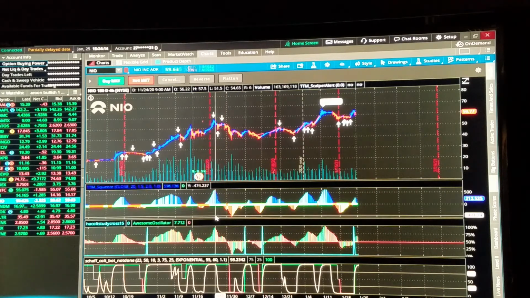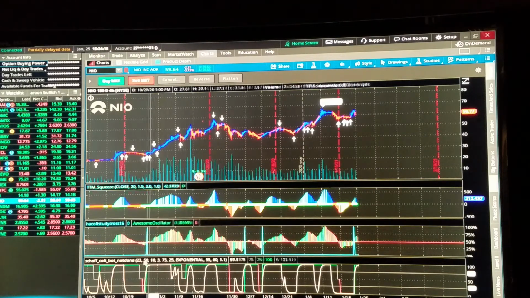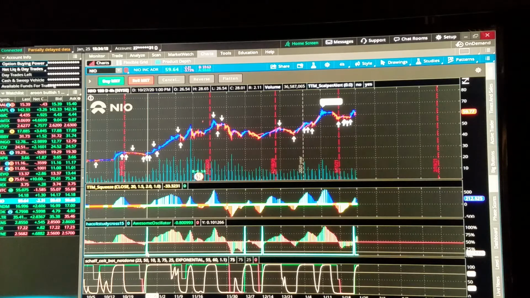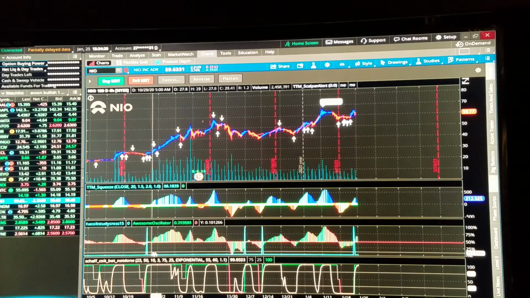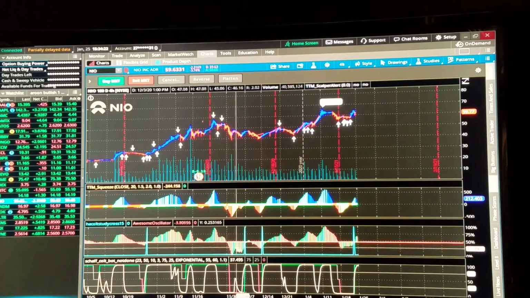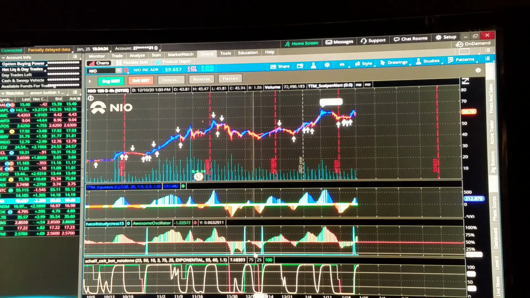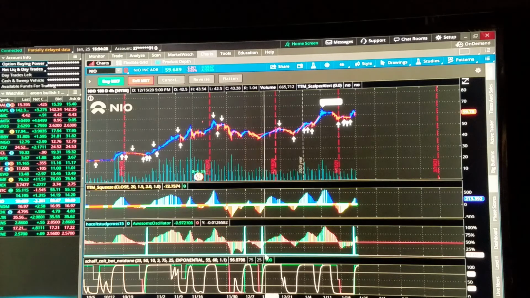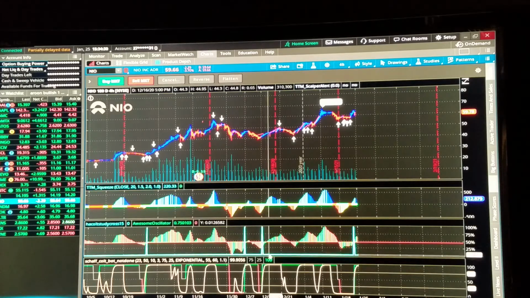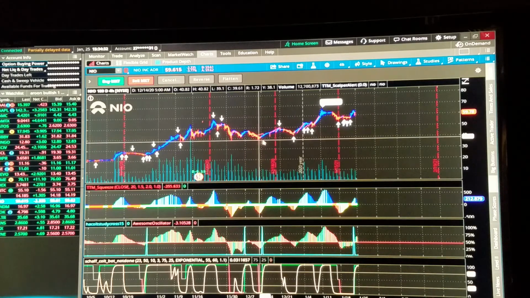Alright, so what I'm noticing here is that when this signal fires off, we really do see some type of movement, as long as it looks like it's going in the right direction. Okay? And see, the scalper alert didn't catch that.